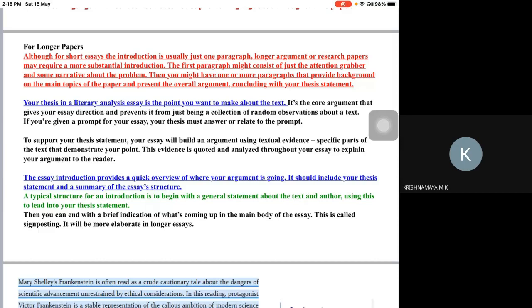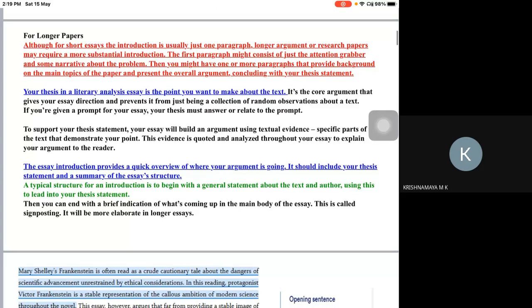The points that are going to come in your body paragraphs. Brief indication. It doesn't mean you have to write a lengthy introduction to that. Just a brief signal of what is going to come in the body paragraphs, okay? Now, this is called signposting. It will be more elaborated in longer essays. The reader knows, okay, these are the points that I'm supposed to look out for in the next part of the essay. So that is called signposting.